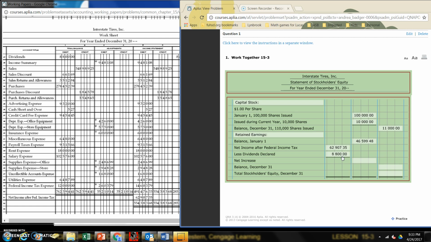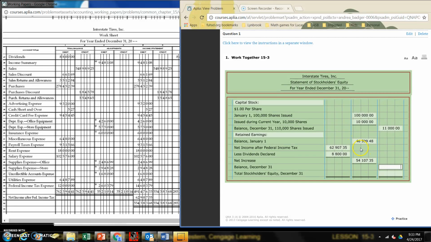So my net increase, to get out my calculator here and actually do the math with you guys, is 62,907.35 minus 8,800, and we should get 50. I'm not in the right box. Come on, computer, you can do this. Okay, $54,107.35. So now I would have to figure out what is my balance of retained earnings.